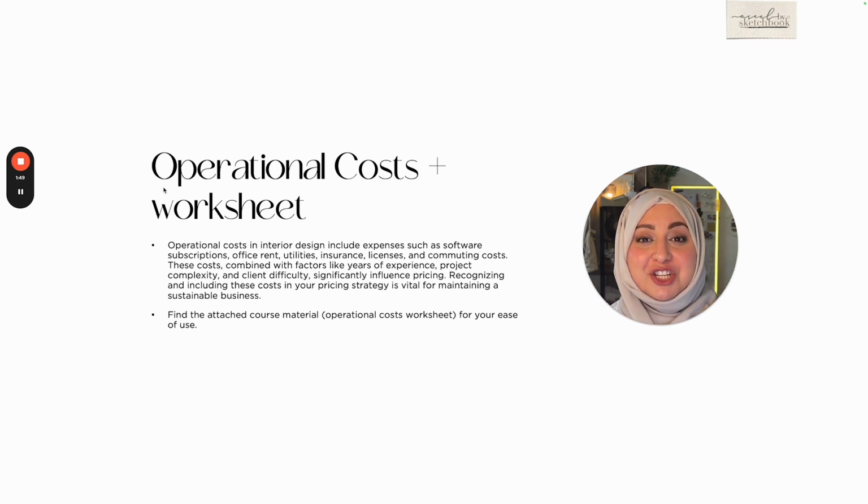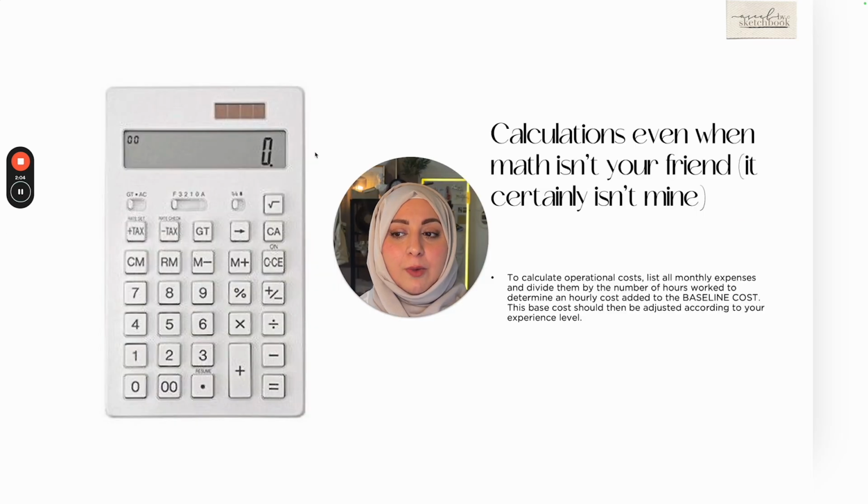I'll be attaching a sheet here on Notion. You can calculate your operational cost easily because it's a template and the calculation is already built in. While calculation is not for everybody, when math is not your friend, it certainly is not mine. But to calculate your operational cost, what you need to do is list all of the monthly expenses and divide them by the number of hours that you work during that month. And you need to add this amount on top of a baseline cost, which will give you your hourly rate.